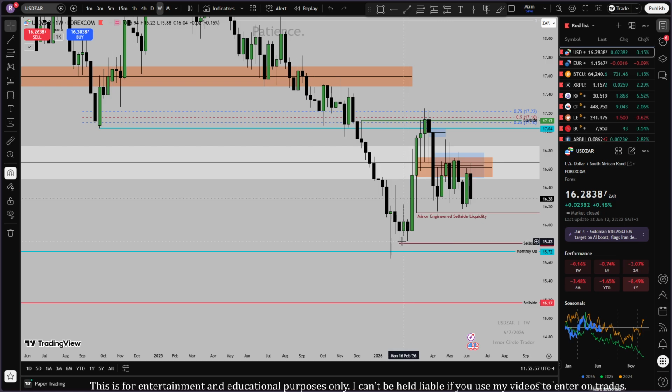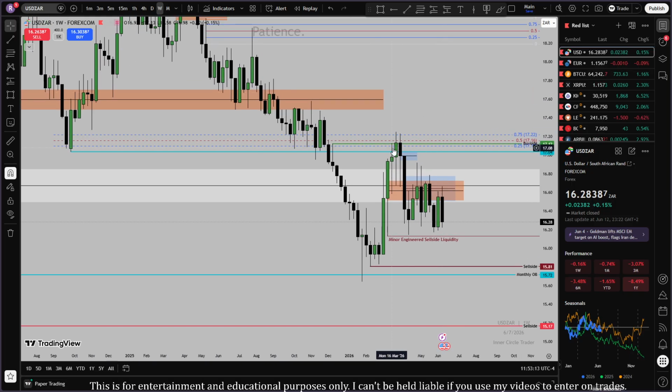This leaves relative equal lows. Engineer sell side liquidity. Run up, take buy side, and again back to this order block and the monthly wick. Now check where we close on the bodies. We do all of this, all of that. We go down, we come up, and check where we close.